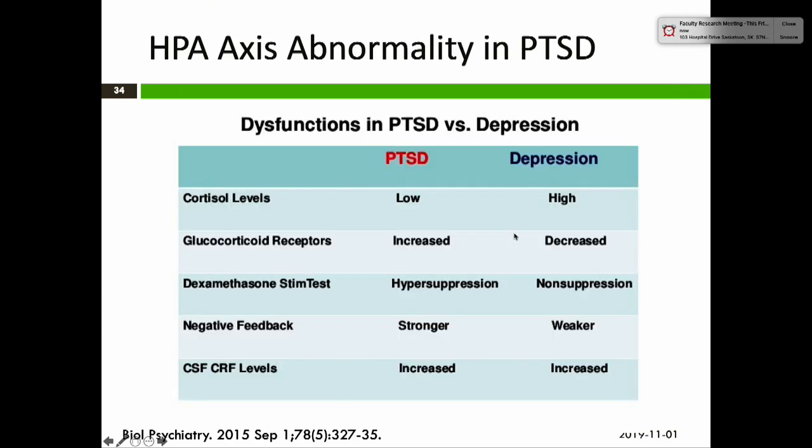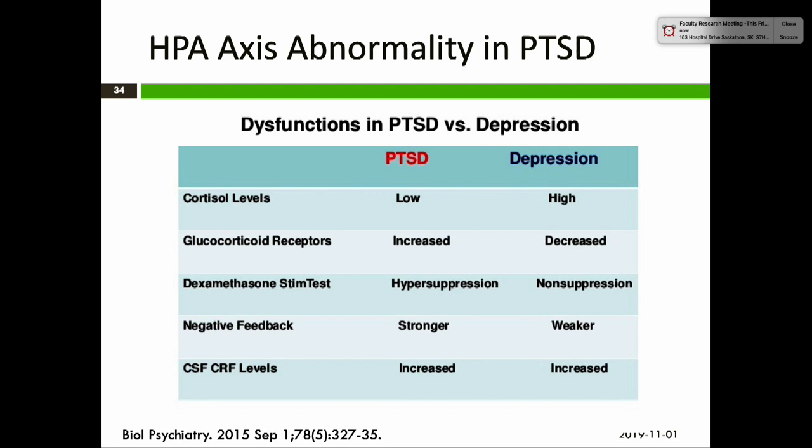So the HPA axis plays a very important role in mental health conditions, like depression and PTSD. But why, for PTSD and depression, is the antidepressant the first-line treatment for one versus PTSD not? Partially because of the HPA axis as well. One difference is that we see a constant increased level of HPA in depression, and the cortisol level is, paradoxically, low in PTSD. It's supposed to be high, but it's low.